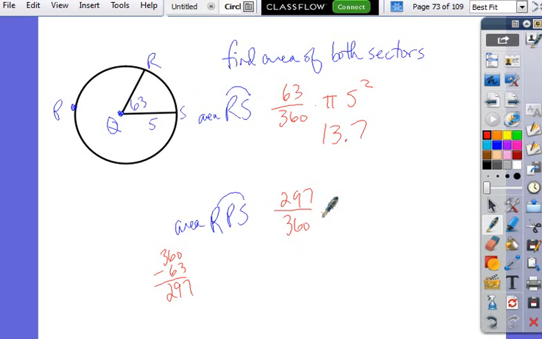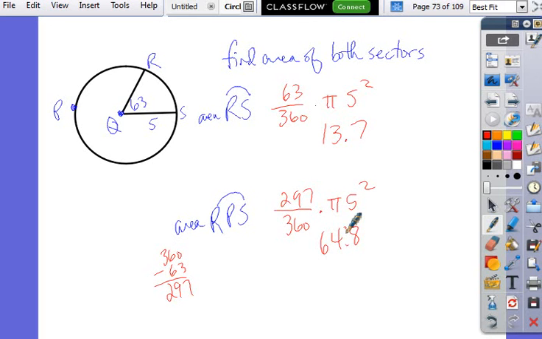The pi times 5 squared is not going to change, and we get 64.8. All right, 64.8. Now, can anybody tell me a way that we can check and make sure we did that right? Plug it in.